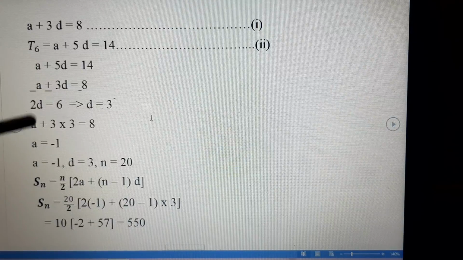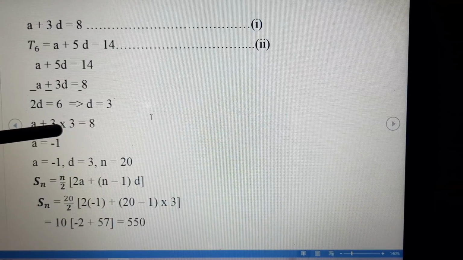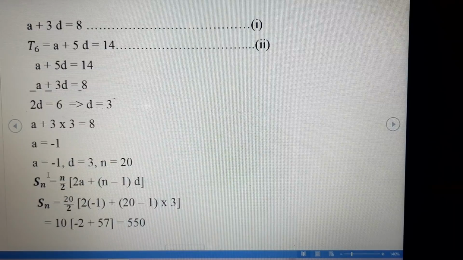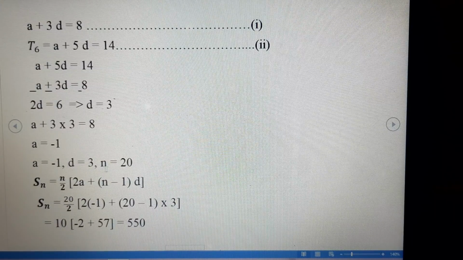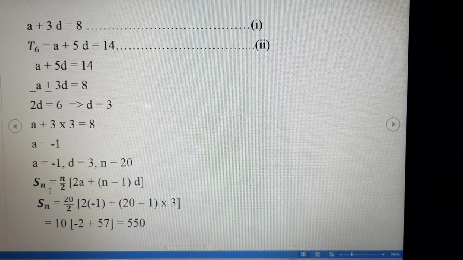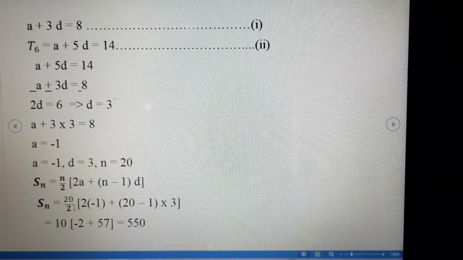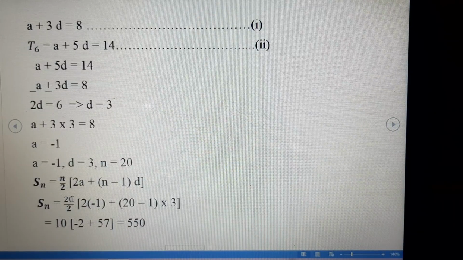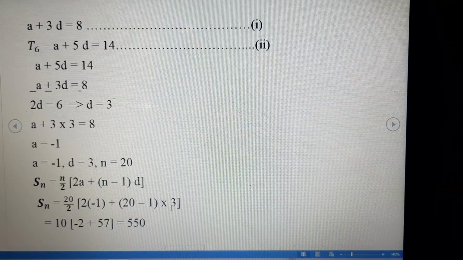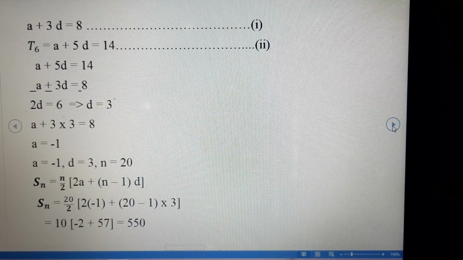Now if we substitute over here in the first equation, A plus 3D is equal to 8. So A plus 3 into 3 is equal to 8. The value of A has come minus 1. Now we know the value of A is minus 1, D is 3 and N is 20. And we need to find out the sum of the series. We will apply the formula N upon 2, 2A plus N minus 1 into D. The value of N is 20 because we need to find out the sum of 20 terms. A is minus 1, N is 20, D is 3. We will calculate it. We will get the answer 510.